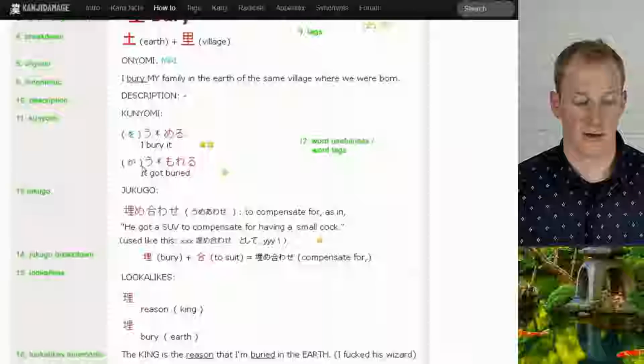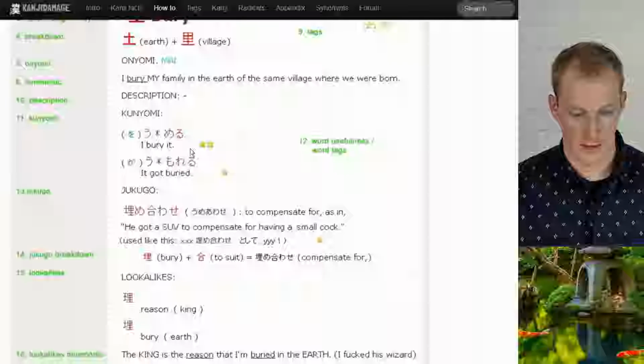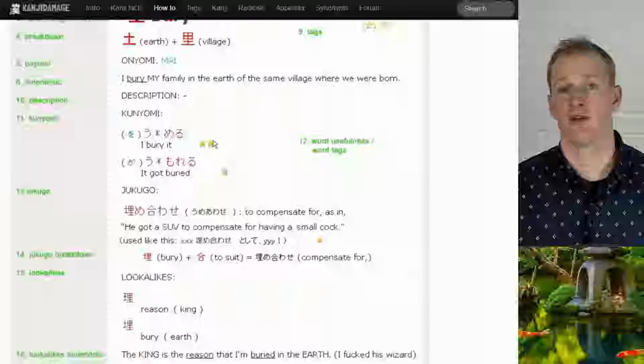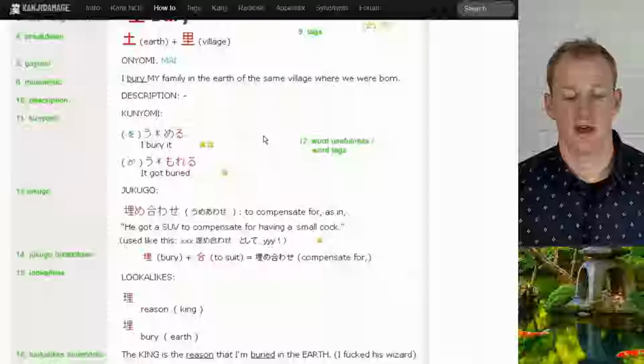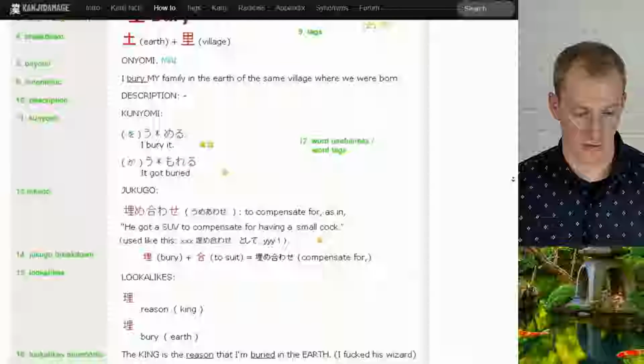And he'll also put the particles here. So here we've got the difference between a transitive and an intransitive verb, so we have o and ga. We'll also have stars here, so it's out of 5 stars. 5 stars means it's very useful. 2 or 1, obviously not as useful.